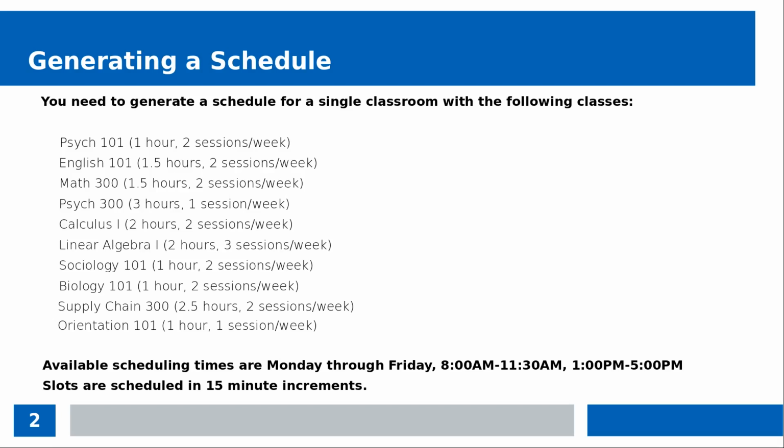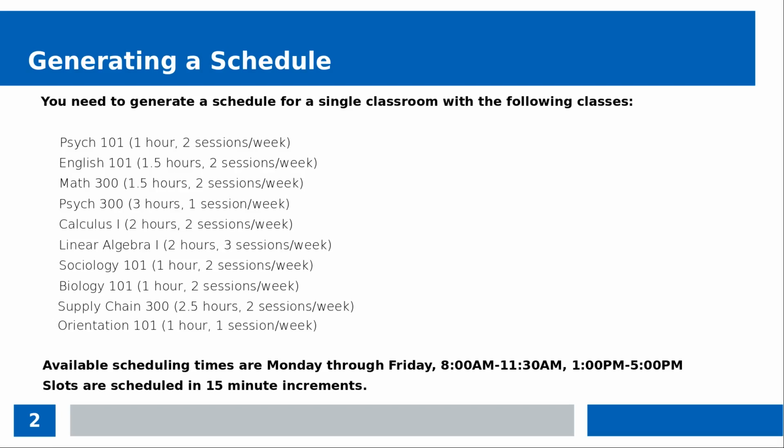And the available scheduling times are Monday through Friday from 8 a.m. to 11:30 a.m. as well as 1 p.m. to 5 p.m. So there's a lunch break in between. And the slots these classes are scheduled in are done in 15-minute increments. So when you schedule Psych 101, it needs to be at 8 a.m., not 8:05 a.m. It has to be 8 a.m., 8:15, 8:30, etc. It's on the quarter of every hour.